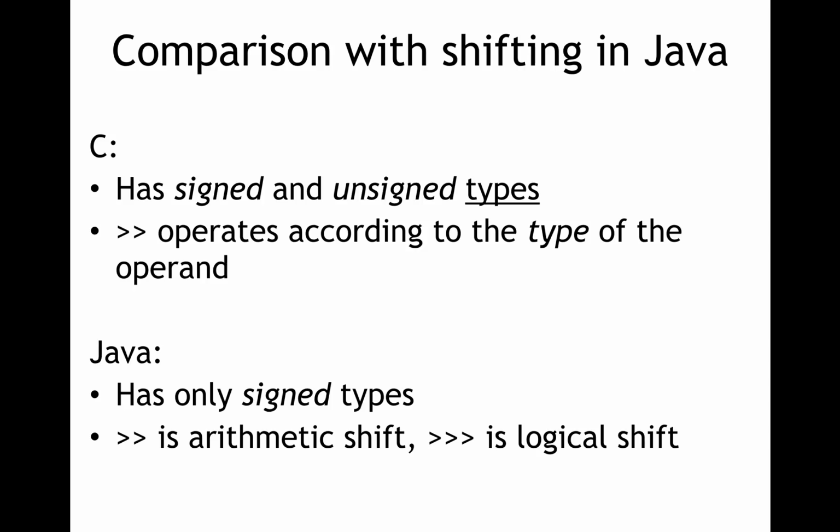If it's signed type, it does an arithmetic shift. If it's unsigned, it just does a logical shift. But in Java, there's a different operator for different shifts. So in C programs, you have to know what it will do for different types of your variable, your different number types.